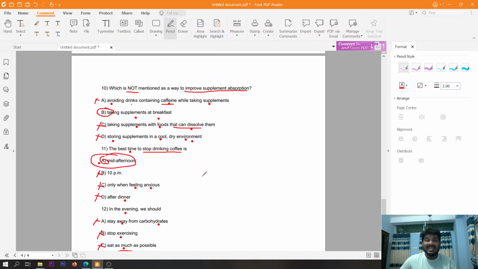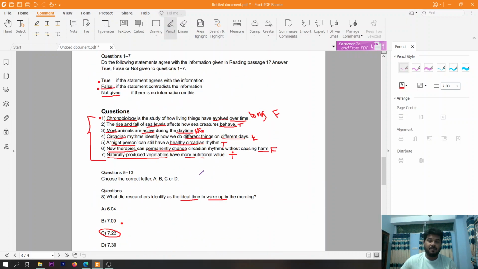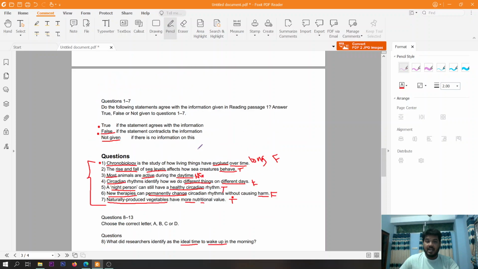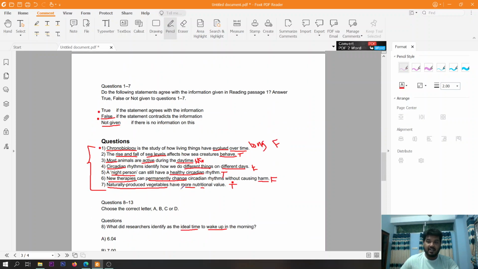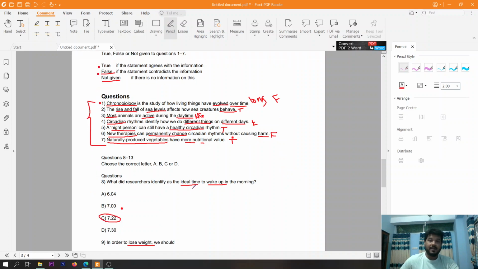Now, this is the way that we can solve true, false, not given and MCQ type questions for IELTS reading. True, false, not given is sometimes considered to be a pretty tricky type of question. Candidates often have quite a lot of difficulty in finding the answers between false and not given. But I hope that this will help you in identifying false and not given, and the MCQs overall as well.